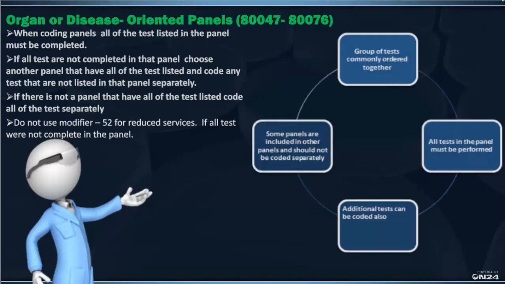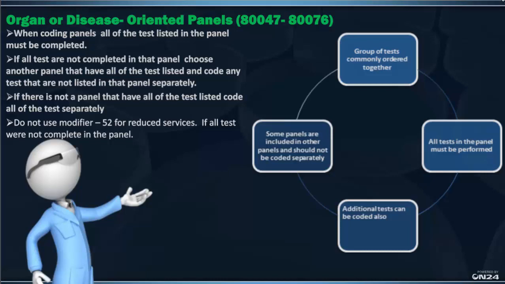Here is some more information in reference to what you need to do when coding for the panels. Again, make sure every single test is performed within that panel. Guys, if you look at code 80047 and 80048, those two are very similar. So if I was you, I would highlight the differences between the two. 80047 has a calcium ionized, whereas 80048 has a calcium total. So everything else is basically the same within those two panels. The calciums are just different. So make sure you pay attention to that.